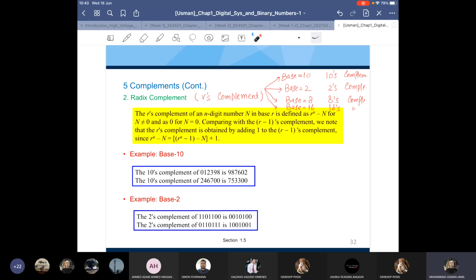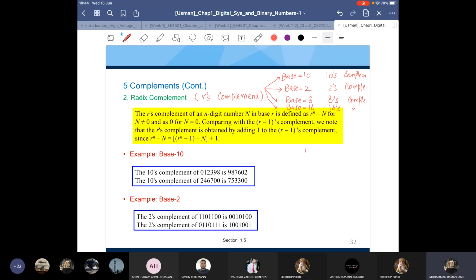So now, how can we find the 10's complement or 2's complement or 8's complement? The general rule is that the R's complement of an n digit number N in base R is defined as R to the power n minus N for N not equal to 0, and 0 for N equal to 0. Comparing with the R minus 1's complement, we note that R's complement is obtained by adding 1 to the R minus 1's complement. Okay, what does it mean?